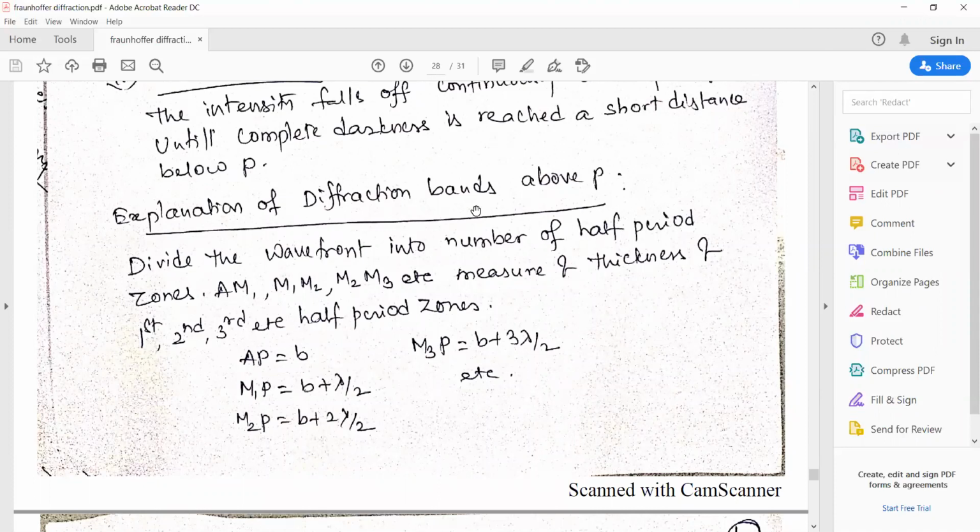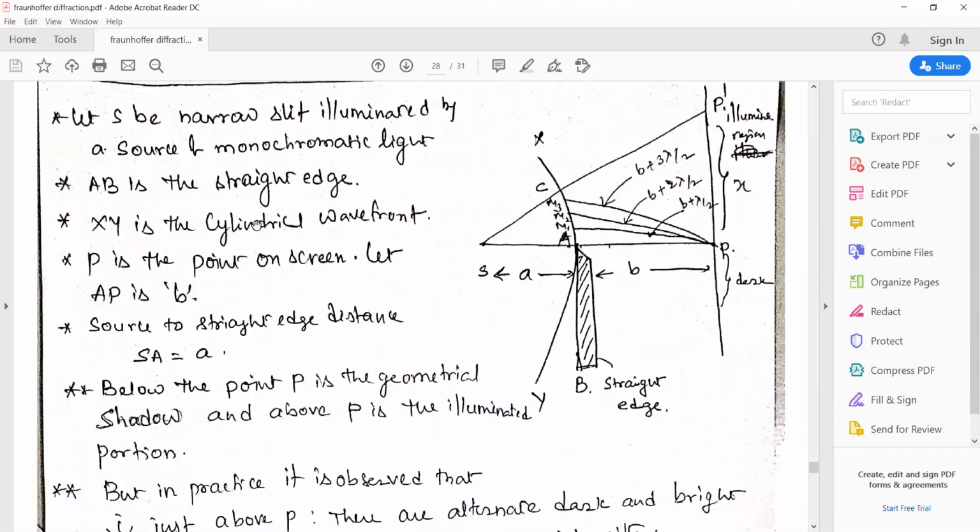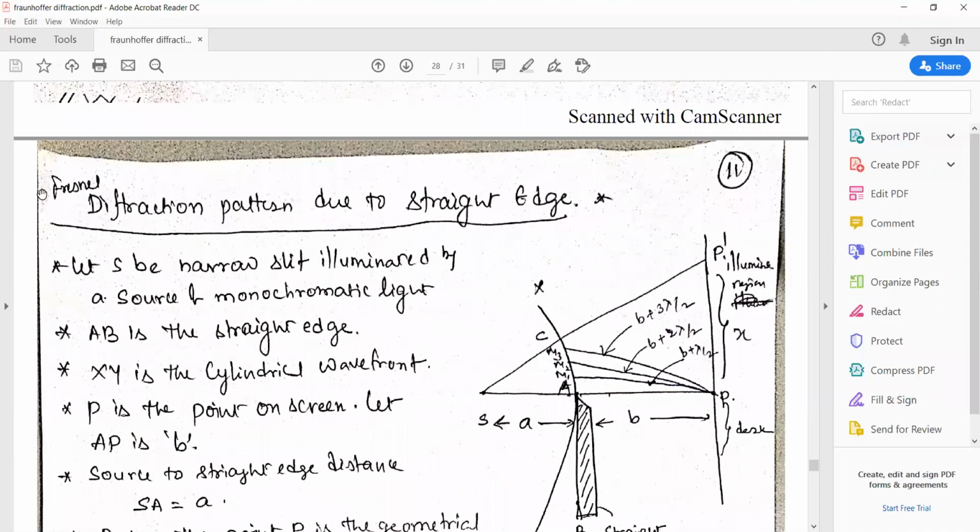Okay, so we will discuss the explanation of the diffraction bands above point P. Above point P, you will see a diffraction pattern, that means maxima and minima. So we will explain why we are getting diffraction bands. Since it is a Fresnel diffraction, the Fresnel treatment is always to divide the wavefront into a number of half period zones. That is the main concept used by Fresnel.